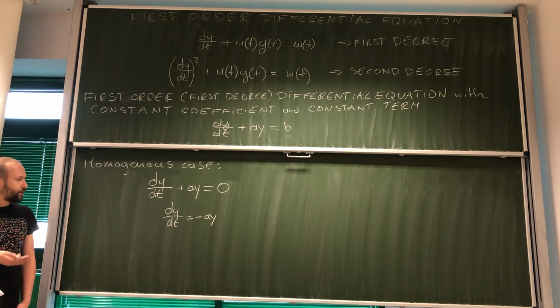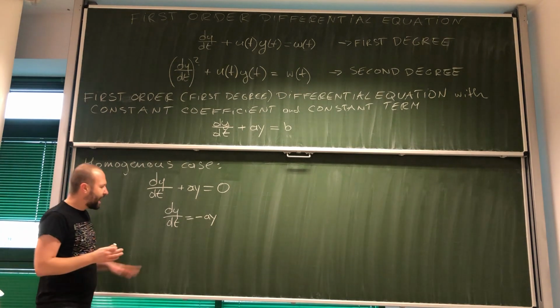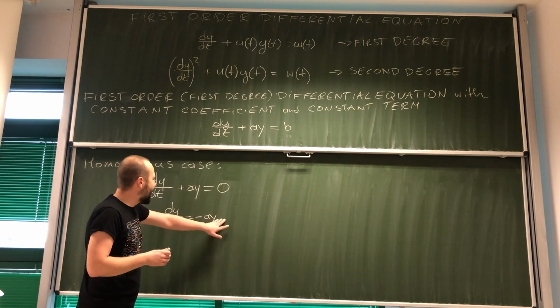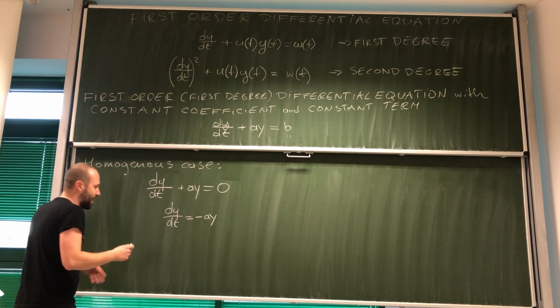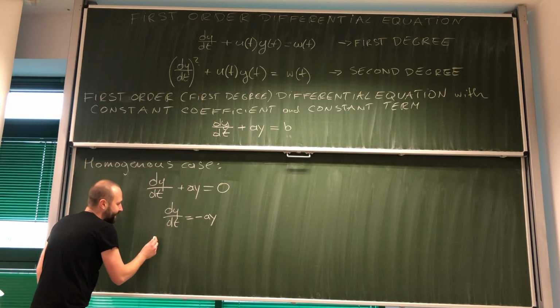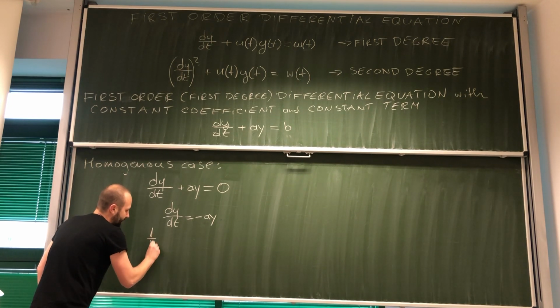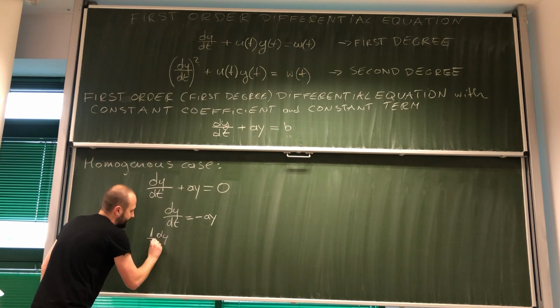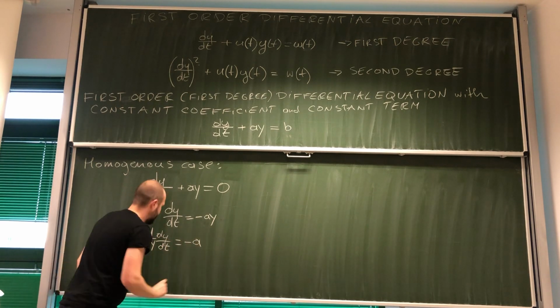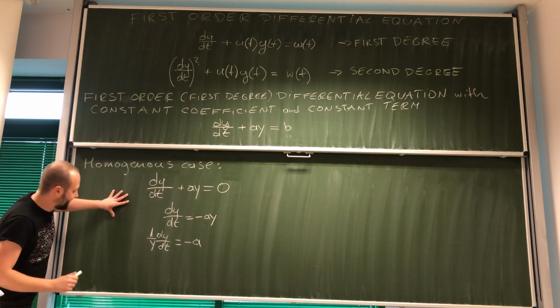Okay, what would we do next? Well, what I would do here is divide both sides of this equation by y. And look, what we get out of this is that we've got 1 over y dy/dt equals negative a. And look, what are we getting out of this?